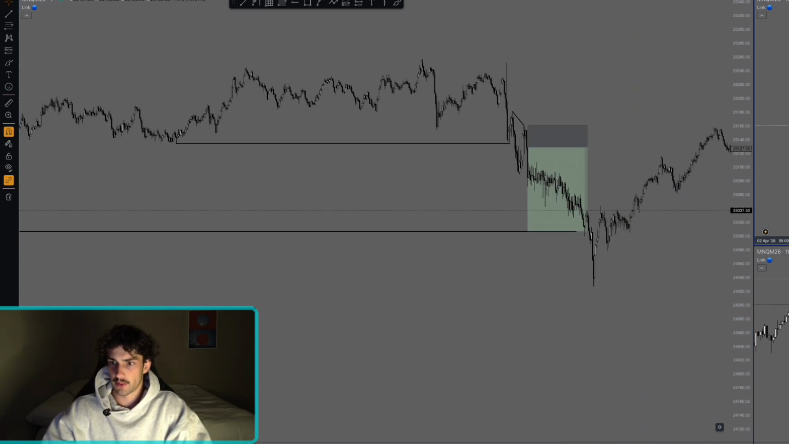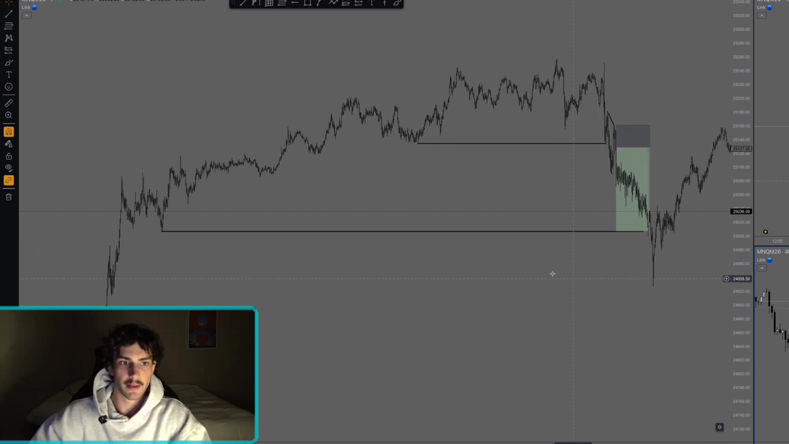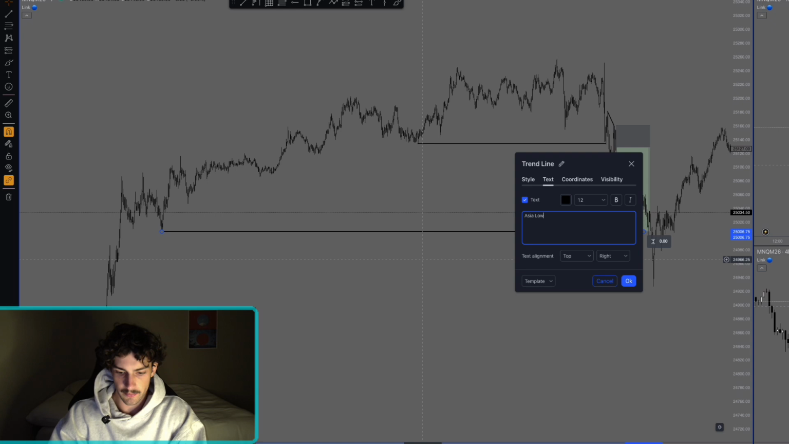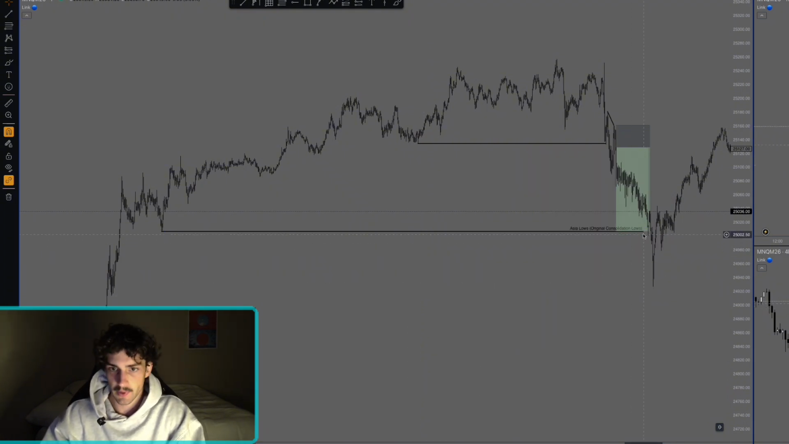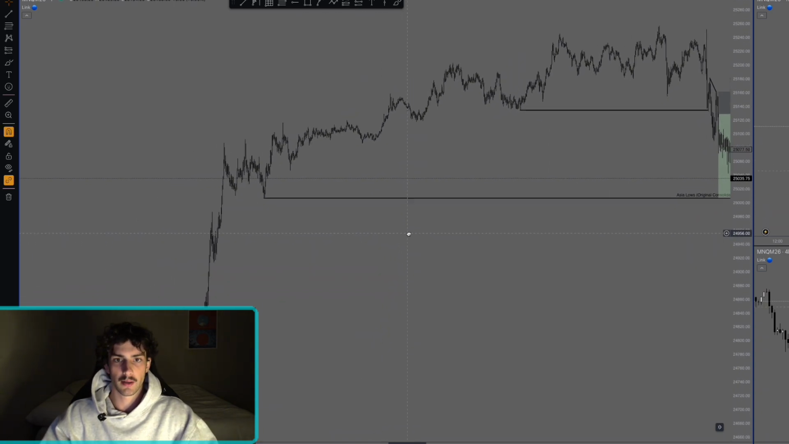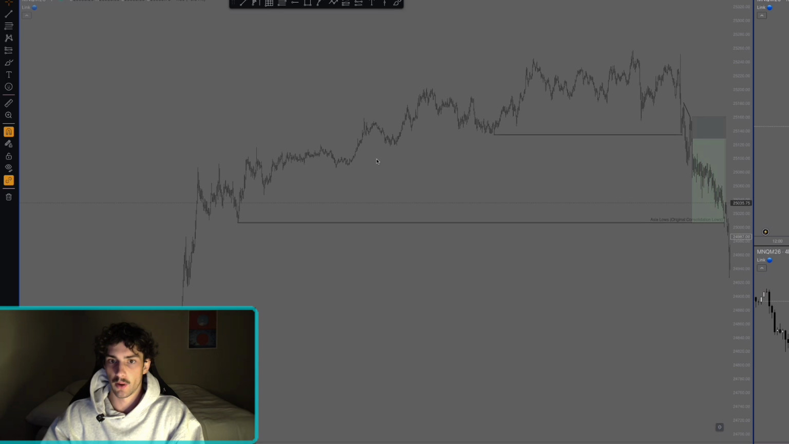So I'll just leave the 1 hour and 4 hour up on the left side for reference. But yeah, all I've got marked out here is Asia lows, or what I was calling an original consolidation low. Okay, what is an original consolidation? You're going to have to learn your market maker models for that. But all the original consolidation to me was this.